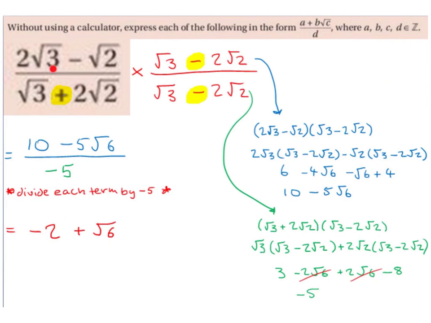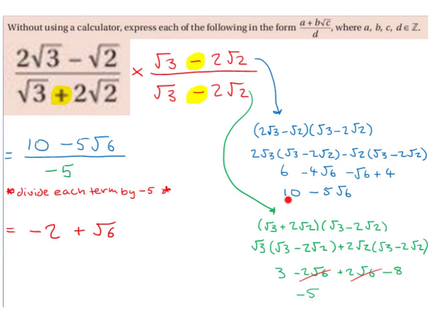And then we're going to do top by top, bottom by bottom. So I'm going to work out 2 root 3 minus root 2 multiplied by 3 minus 2 root 2 over here. So 2 root 3 by root 3 is going to give us 6. Because root 3 by root 3 gives us 3, and 2 by 3 is 6. Then 2 root 3 by minus 2 root 2 is going to give us minus 4 root 6. And minus root 2 by root 3 will give us minus root 6. And minus root 2 by minus 2 root 2 will give us plus 4. A minus by minus is a plus. Root 2 by root 2 is 2. And then multiply that by the 2 in front. 2 by 2 gives us 4.